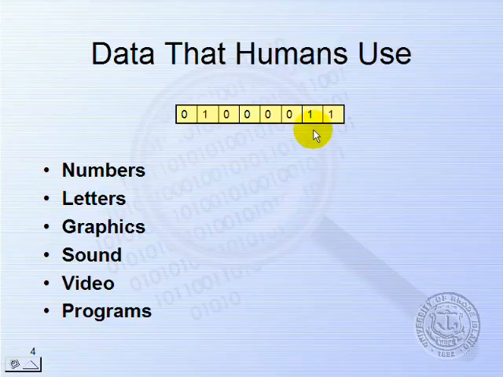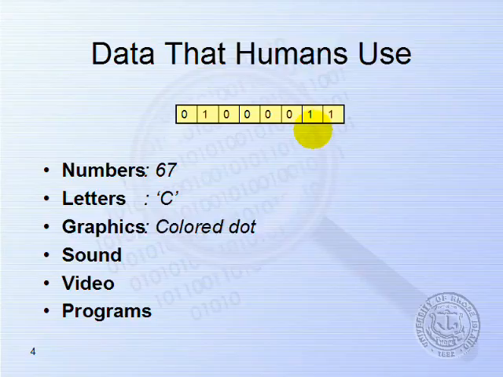It could be a dot in a... Actually, this byte, under the conventions used by most computer systems, when treated as a number, would be the number 67. When treated as a letter, it would be the capital letter C. When treated as a graphic, it would be a colored dot on the screen or on a printed piece of paper. When treated as a sound, say if this byte were sent to a speaker, it would be a small fraction of a sound, a decibel level indicating what sound for the speaker to play.